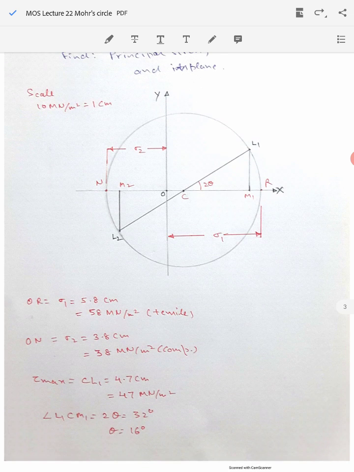In order to find the maximum shear stress value, we will measure the radius of this circle, that is CL1, and in this case it is 4.7 centimeter, which is equivalent to 47 meganewton per meter square. Now to find the angle of the principal plane, we will measure the angle L1CM1. We are going to call it equal to 2 theta, as we have just proved earlier. This angle is equal to 32 degrees. So 2 theta is equal to 32 degree, and the angle of the principal plane will come out to be 16 degree. So we can calculate it.